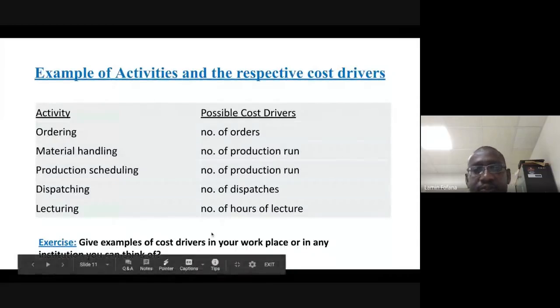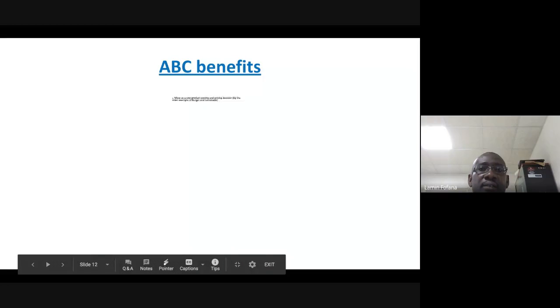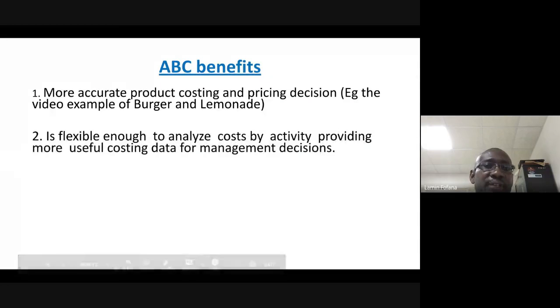Okay, so let's move. Right, so what are some of the benefits? Of course, we've been talking about them. With ABC, you can have a more accurate product costing and pricing decision. Definitely, we've seen it, in the case with the burger and the lemonade.